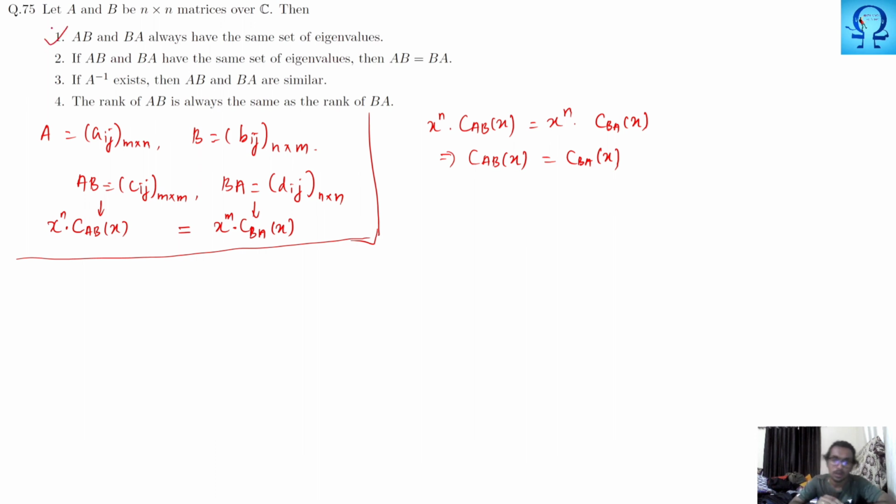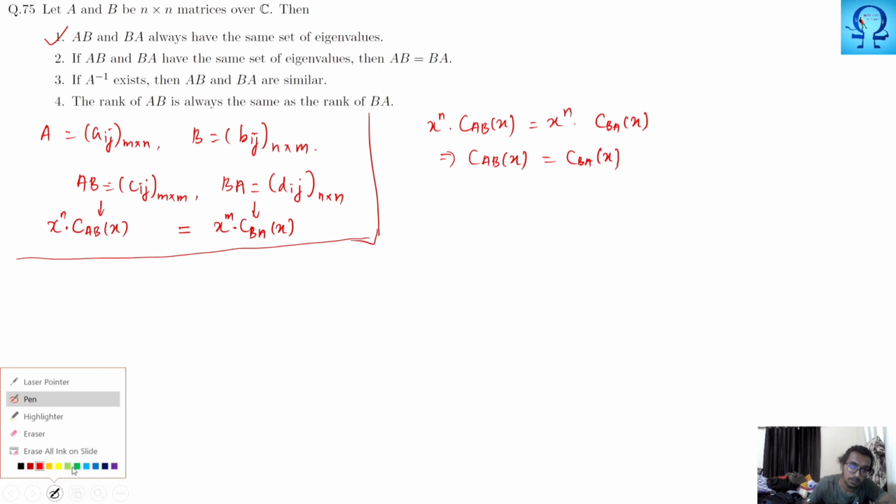Okay. Now, let us check. Do AB and BA have the same set of eigenvalues? Yes, of course, no matter what A and B we choose, we are getting the same eigenvalues for the products AB and BA. Here in option 2 they have said that if they have the same set of eigenvalues, then the matrices should commute. That is what they are saying in option 2. That need not be true.